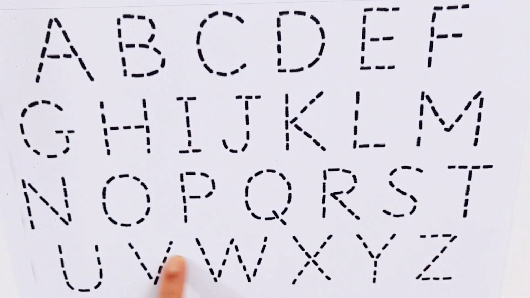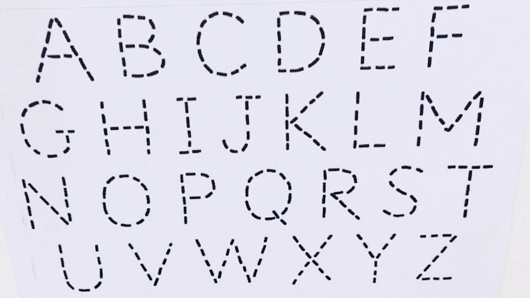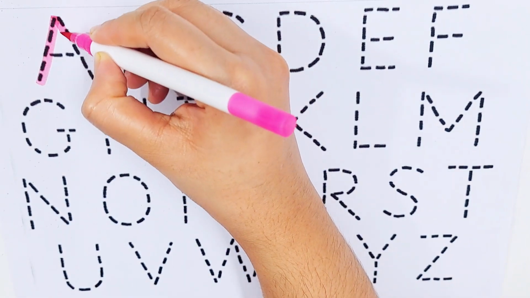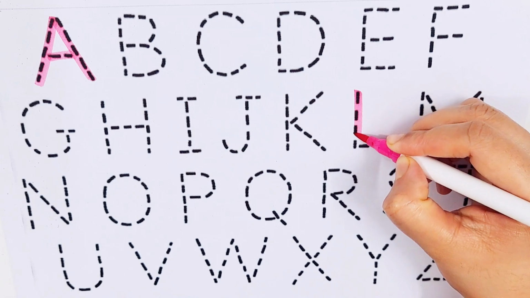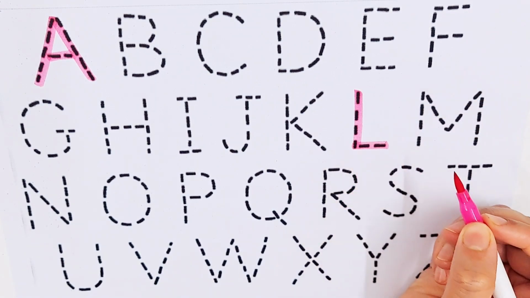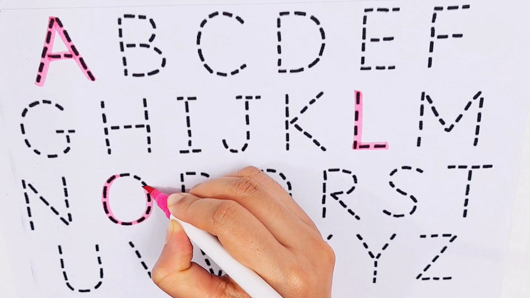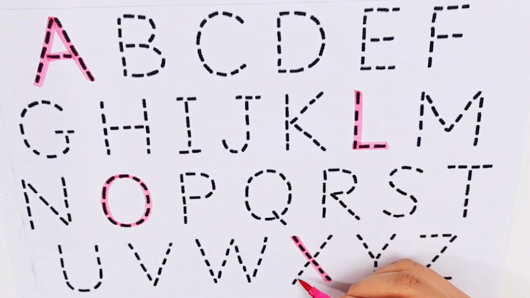Let's try to learn some alphabets. A, B, C, D, E, F. A for X. L for lotus. O for olive. X for X-ray.